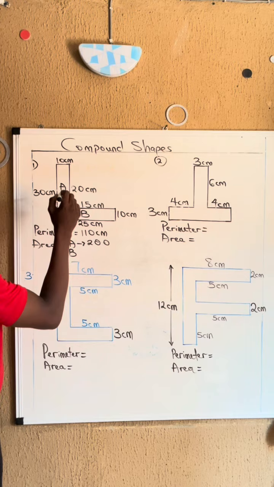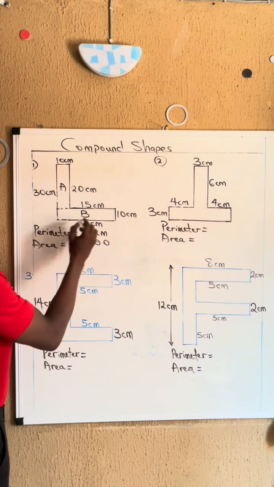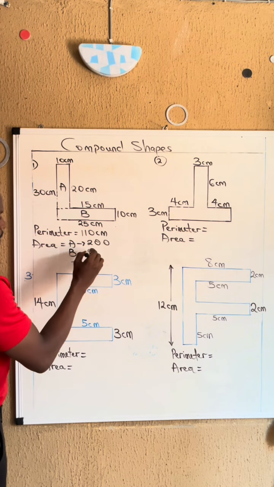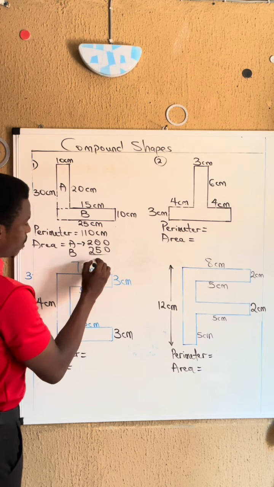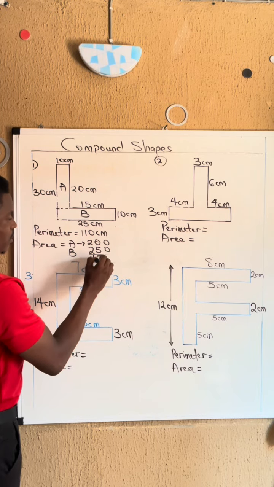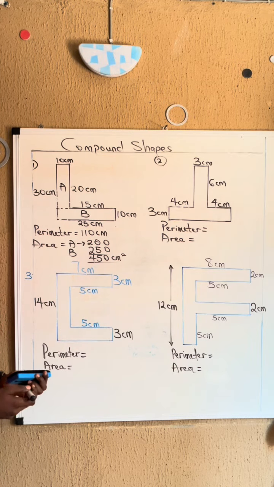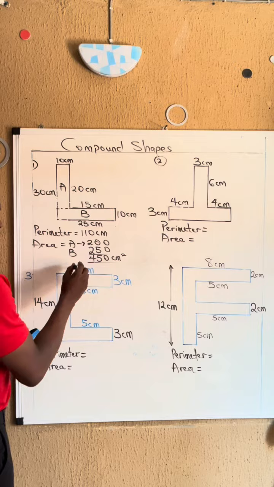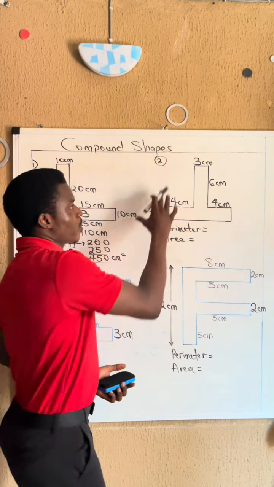And then this is 25 times 10. 25 times 10, that gives 250. When you add these up, it gives you 450 centimeters squared. So that is that for the perimeter and area of number 1. We go to the second question.